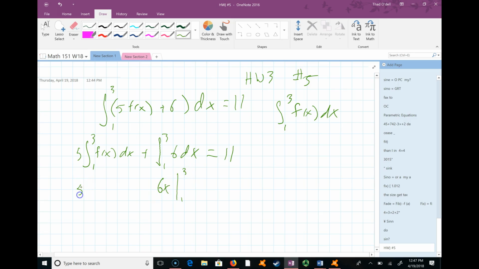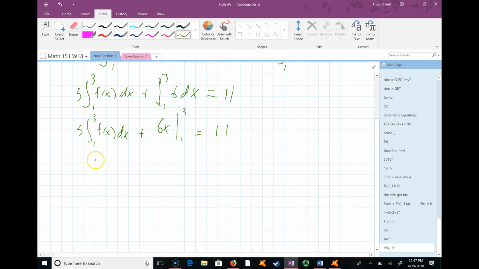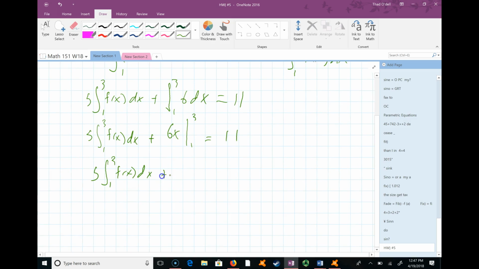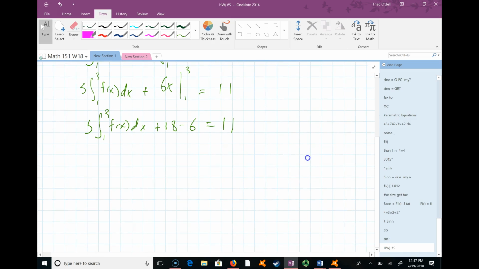Of course, this is still 5 times the integral from 1 to 3 of f of x dx plus, right? That's still 11 over here. And so when I actually apply the fundamental theorem of calculus, I get 5 times, well, that doesn't affect this, of course, but when I apply the fundamental theorem of calculus here, I get 18 minus 6, and that's still equal to 11. So then I get 5 times the integral from 1 to 3 of f of x dx.